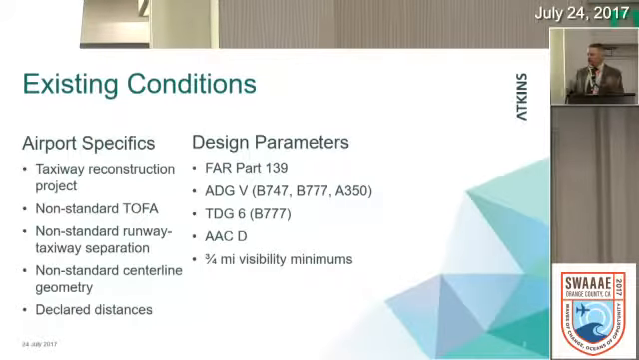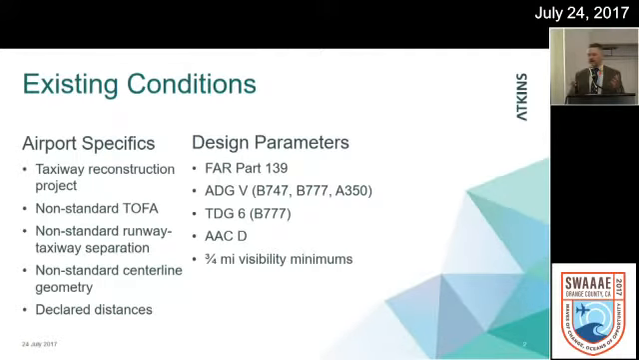So the project was basically a very straightforward taxiway reconstruction project. The taxiway has a non-standard taxiway object-free area. There's non-standard taxiway and runway separation. We've got a non-standard center line geometry, and to complicate it, the runway operates under declared distances. This airport is actually a Part 139 airport. They fly Airplane Design Group 5 aircraft. We're looking at Taxiway Design Group 6, aircraft approach category D, and this airport has 3/4 mile visibility minimums. So that really defines from 13A what our geometric standards are going to have to be for this airport.